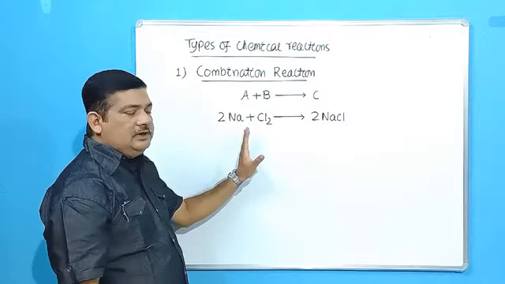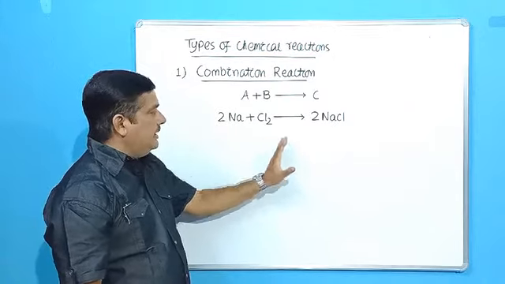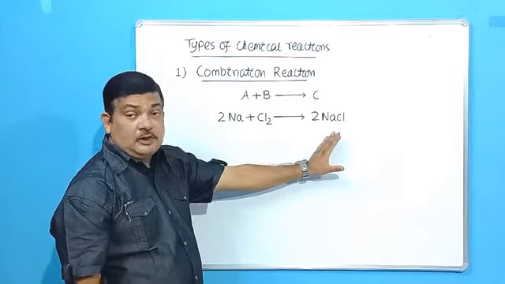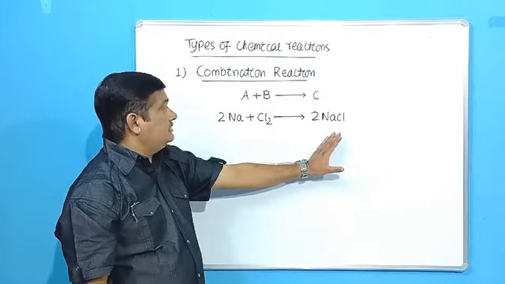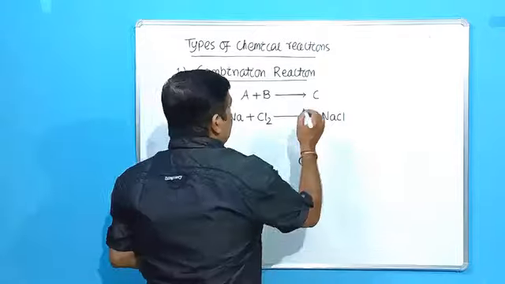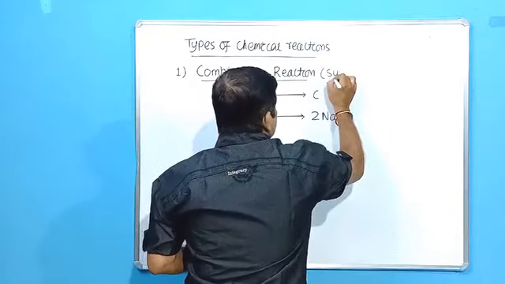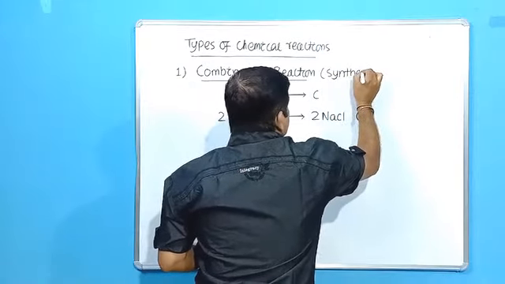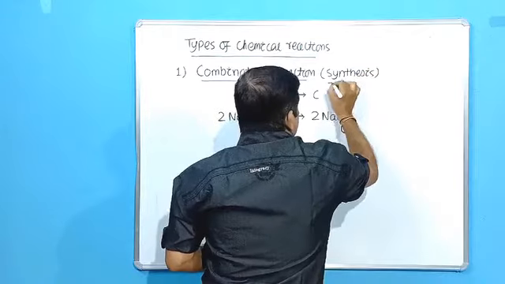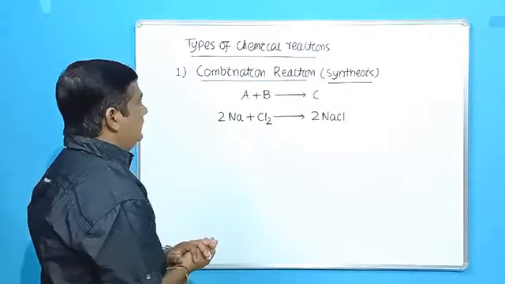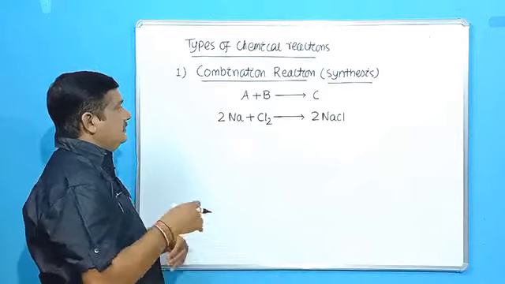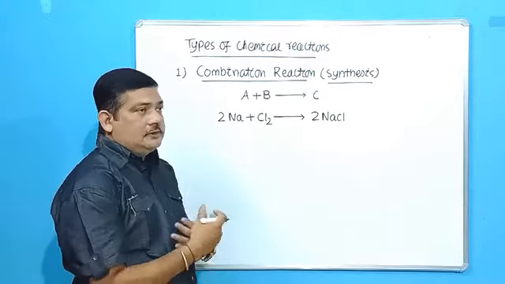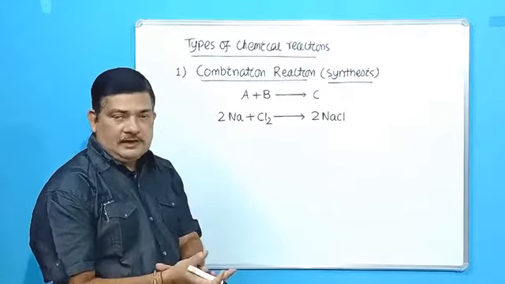There will be two different substances which will combine to produce one product or one substance. So it is also known as synthesis reaction. Okay, so this is the first type of chemical reaction, when two substances combine to produce one product.